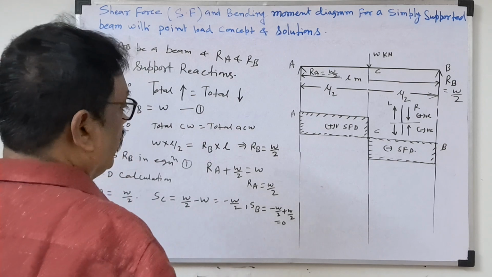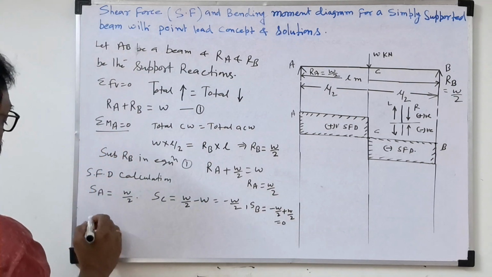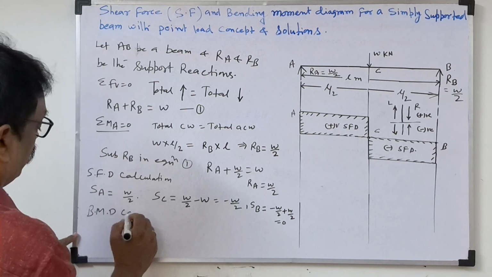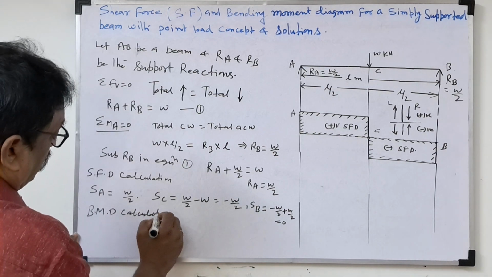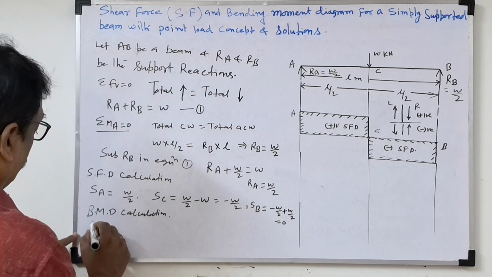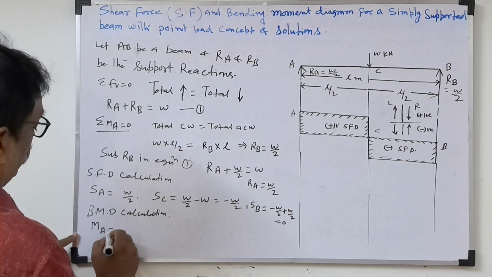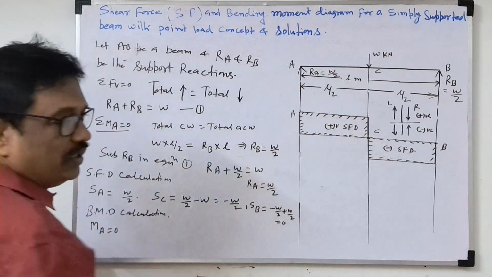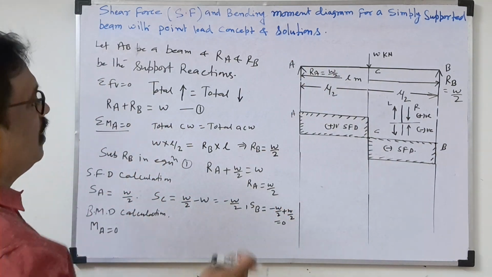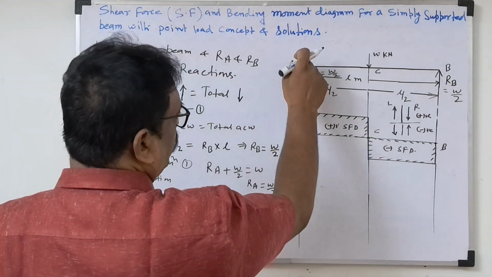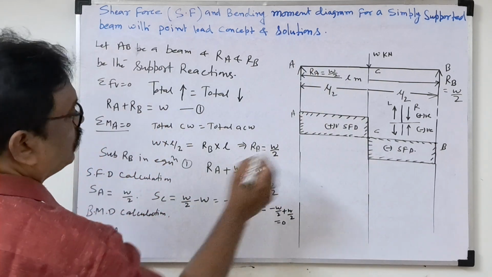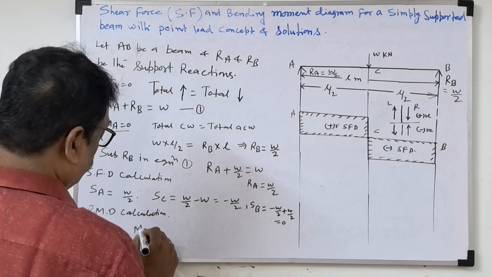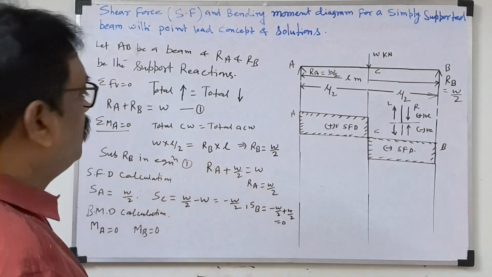Now we will do the bending moment diagram calculations. So what will we do here? Bending moment at A will be 0 because moment is nothing but force into perpendicular distance. So RA is force, but at this point A we are taking no force, so 0. Bending moment at B also will be 0.